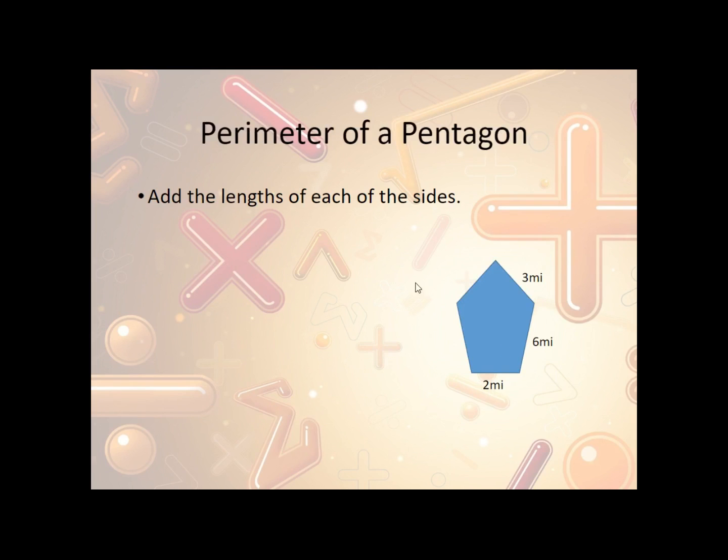Pentagon. Now, same thing. This side is 2, this is 6, this is 3. Now, they didn't tell us, but we can tell that this side here is the same as this one. So this is 3, and this one is 6. So we'd add 2 plus 3 plus 3 plus 6 plus 6. And we get 20. Again, don't forget your units. So this is in miles, so it's 20 miles.